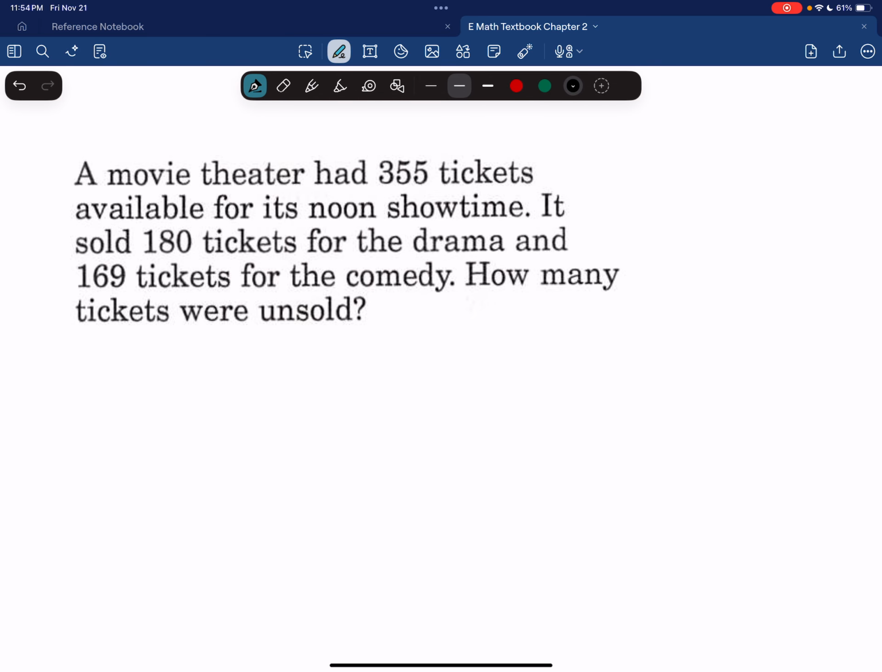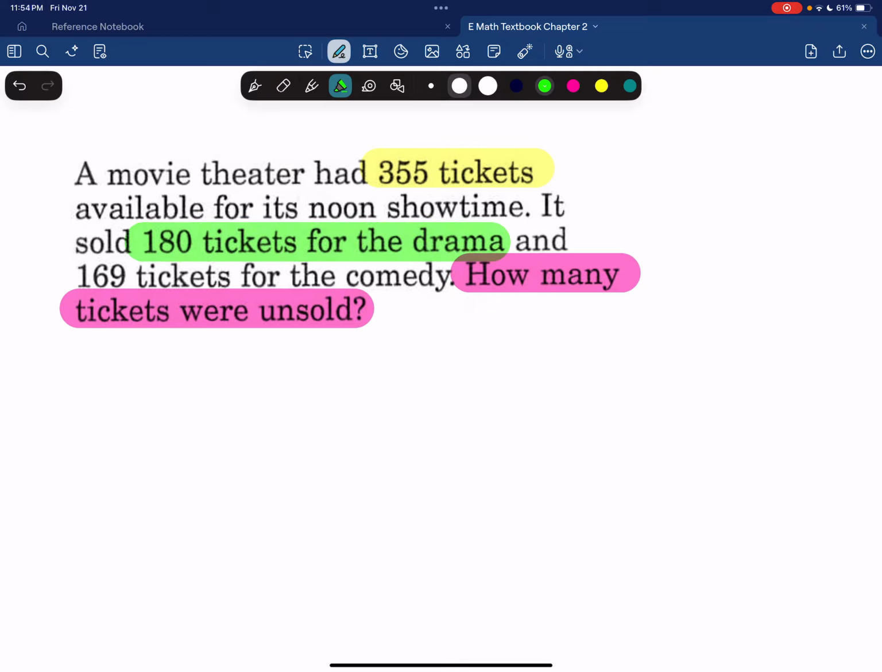A movie theater had 355 tickets available for its noon showtime. It sold 180 tickets for the drama and 169 tickets for the comedy. How many tickets were unsold? So I know the total that were available. I know that 180 of them went for drama and 169 went to comedy.